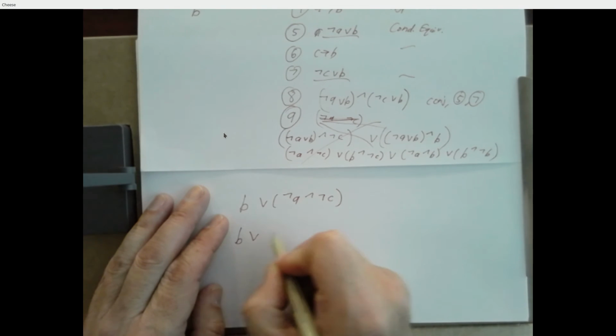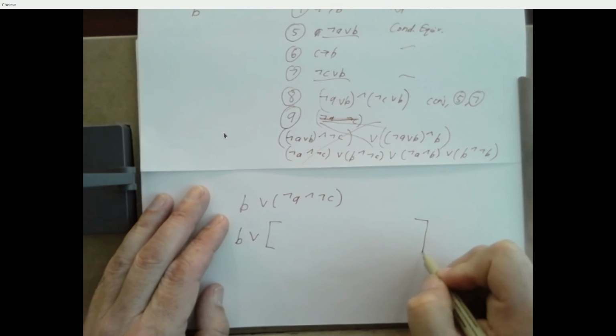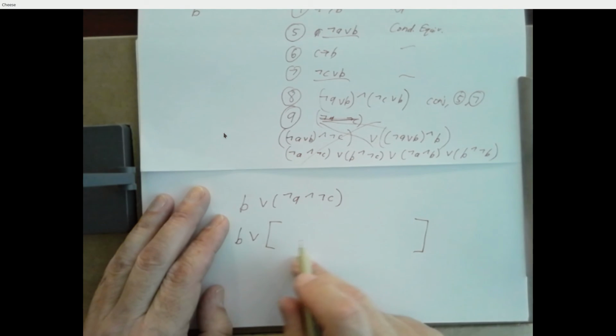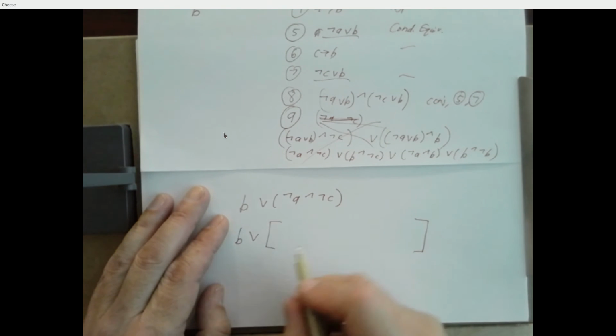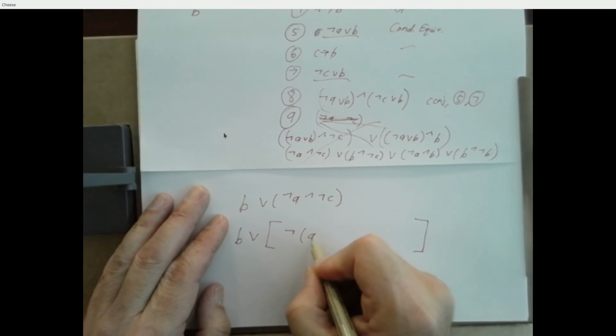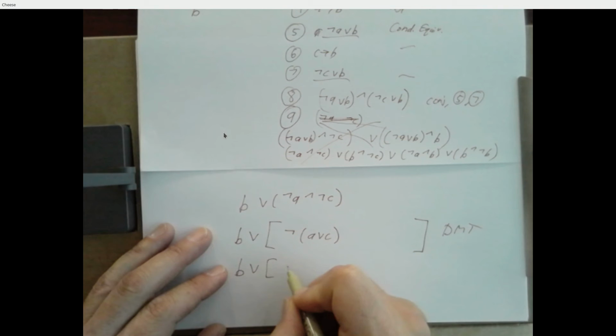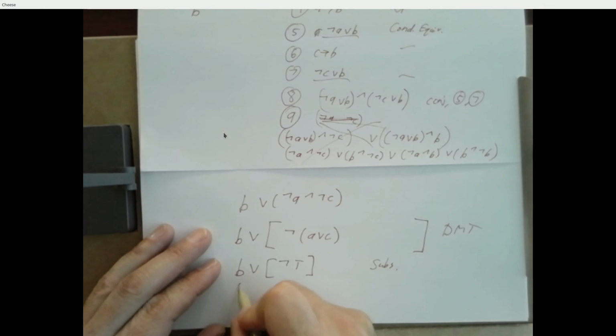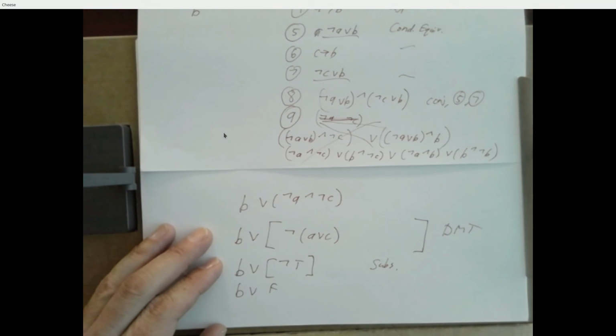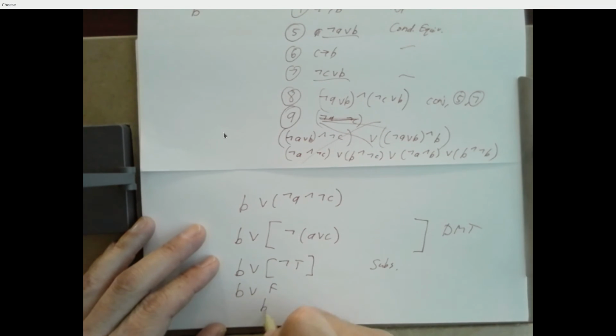And so this is B OR not A and not C. Let's use De Morgan on that. And this is B OR not (A or C). That's De Morgan's theorem. And we know A or C is true, so this is B or not true. That's substitution. And so this is B or false. And B or false is just B, which was what was to be shown.